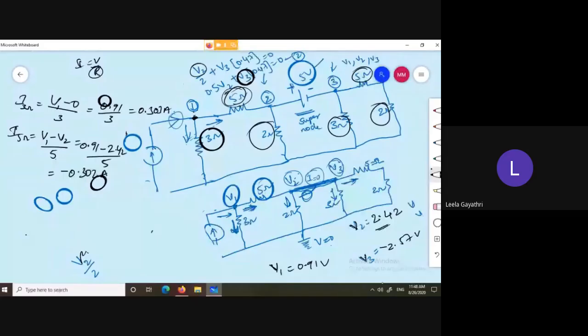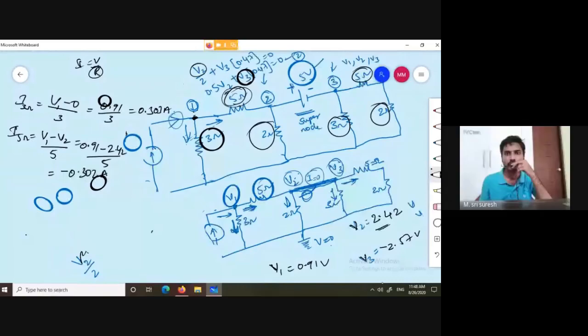Sir, V1 value, what is the value? Yes, V1 value 19.66 we are getting, sir. V1 value is 19.67. Have you substituted in the first equation? V2 value is 2.42. Okay, all people are getting the V1 value as 19.6.